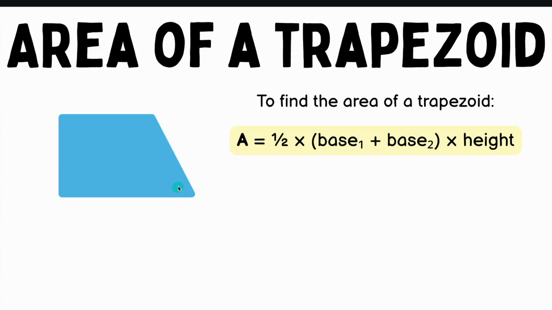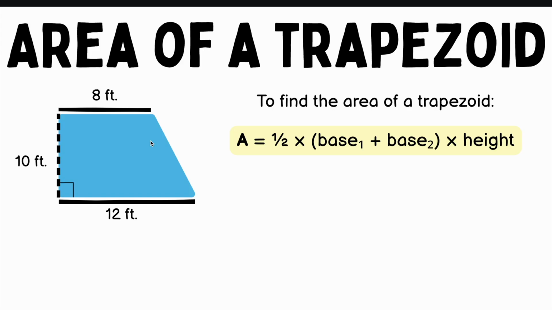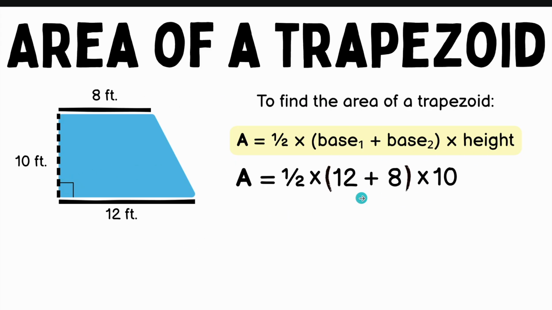Let's find the area of this right trapezoid. Base 1 is 12 feet, base 2 is 8 feet, and the height is 10 feet. Let's plug in the measurements. Area equals half times base 1, which is 12 feet, plus base 2, which is 8 feet, times the height, which is 10 feet. Let's solve parentheses first.